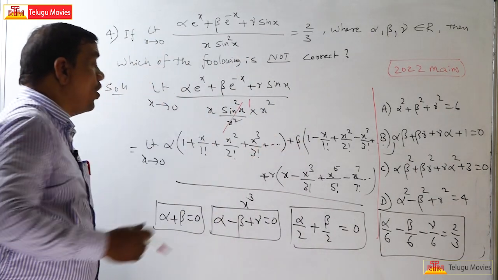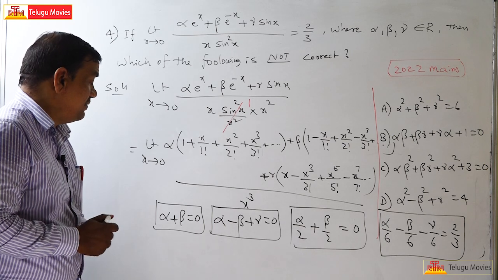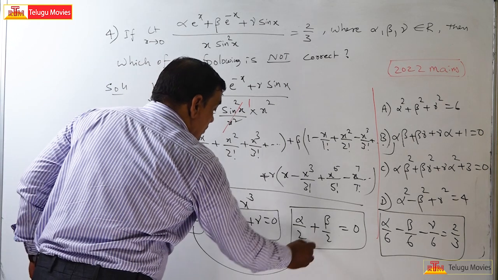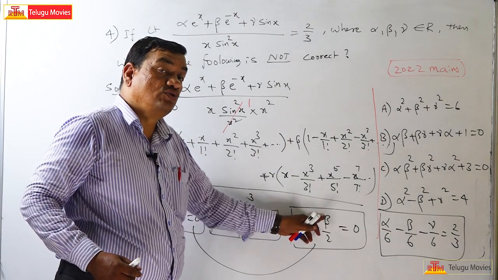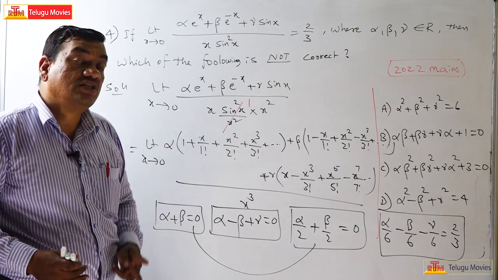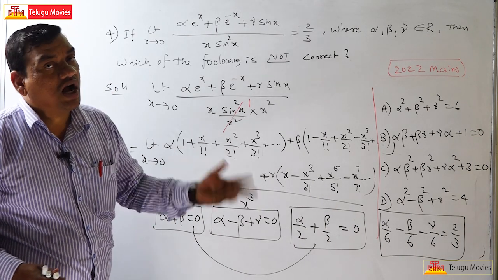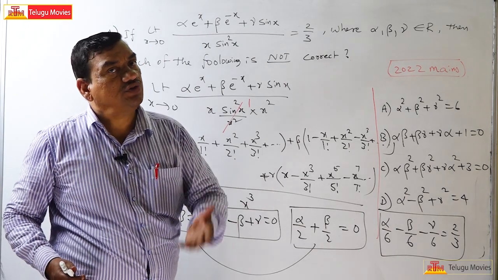So these are the 4 relations we got. From these relations we have to find the values. These 2 relations are the same, no problem, because alpha by 2 plus beta by 2 means alpha plus beta is equal to 0. So on the whole we have 3 relations. Let us solve those 3 relations and we will get the values of alpha, beta, gamma. Okay, let us continue the solution.